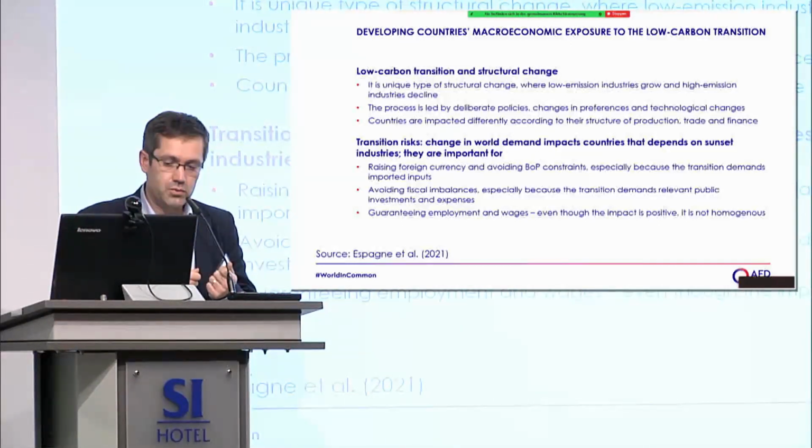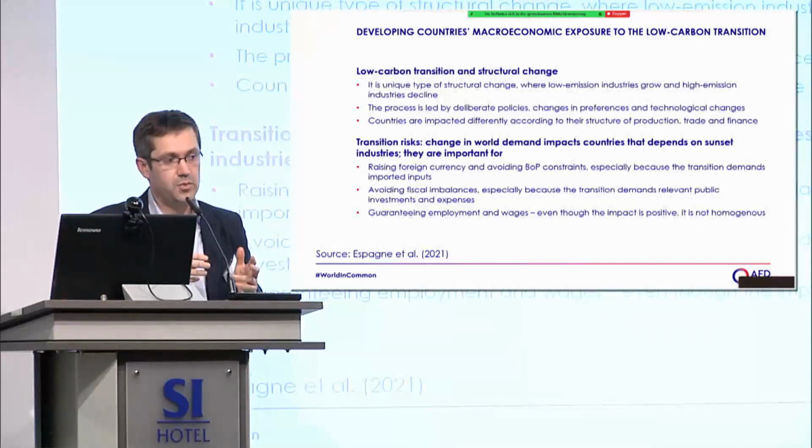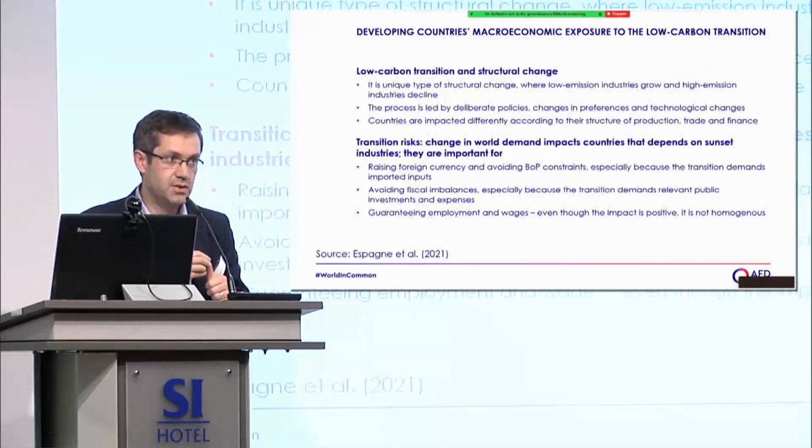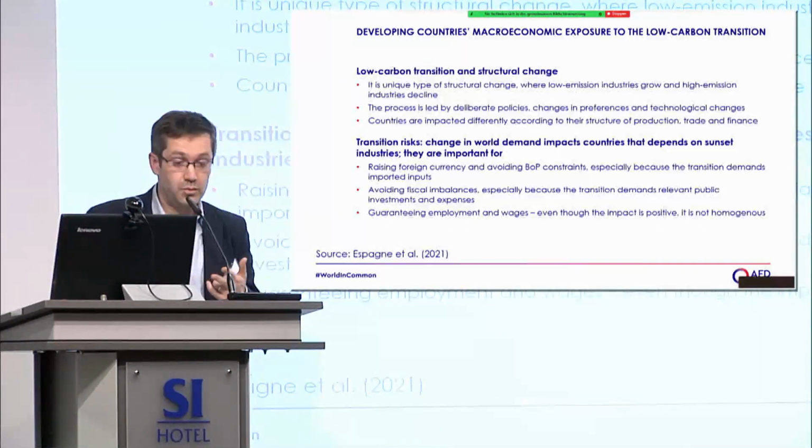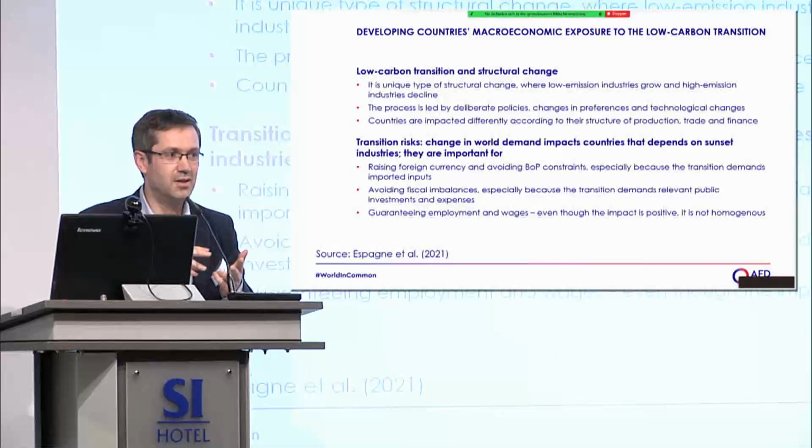So what we try to do is to use three key indicators. The first one is related to trade and balance of payments. We try to understand how much the economy at hand is dependent on sunset industries to raise foreign currency, net foreign currency. The second one is trying to understand how much the economy at hand depends on sunset industries to raise fiscal revenues. And the last one is trying to understand how much social aspects, and we are using very economic social aspects, employment and wage generation.